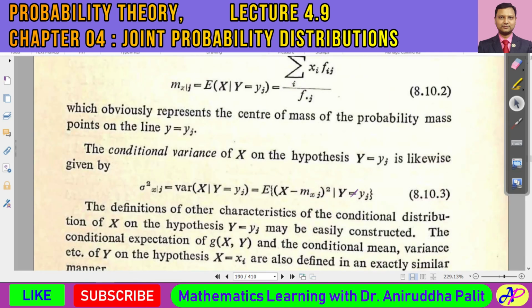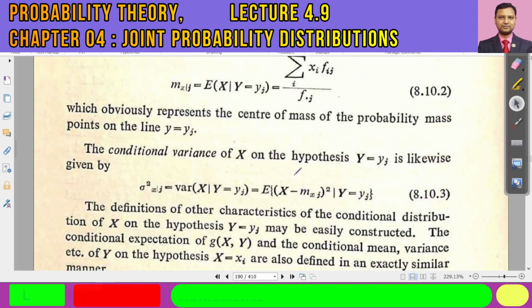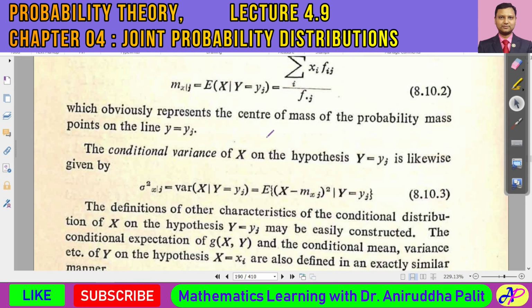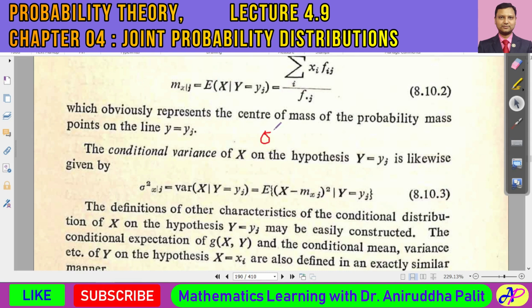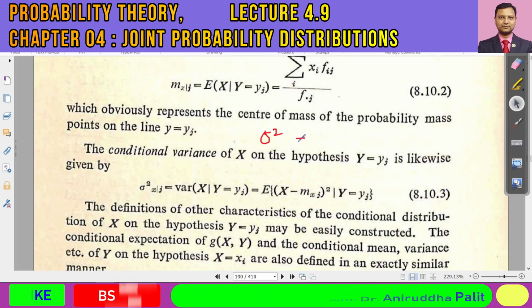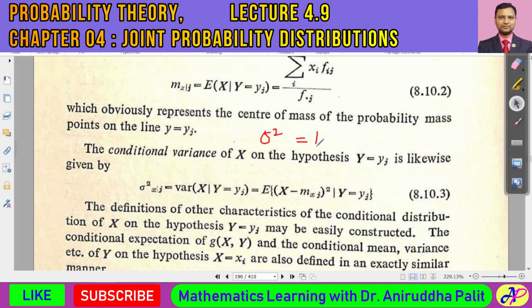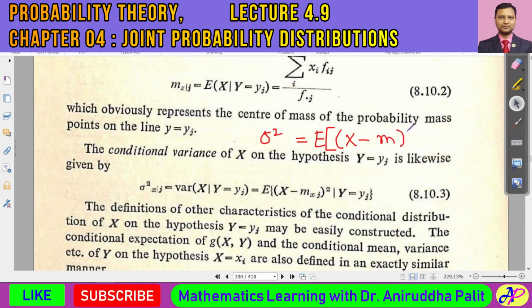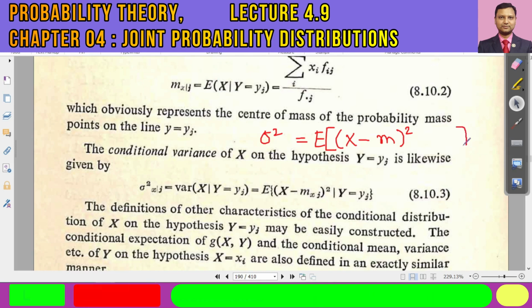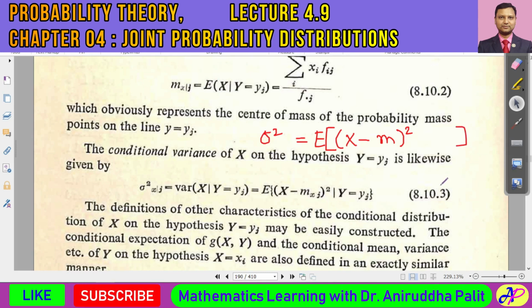Next, after defining the conditional mean, we need to define the conditional variance. You see, generally, what is the definition of variance? Variance is defined in this way: sigma square, that is the variance, is equal to the expectation of x minus the corresponding mean in its whole square. Okay, so this is the definition of variance.